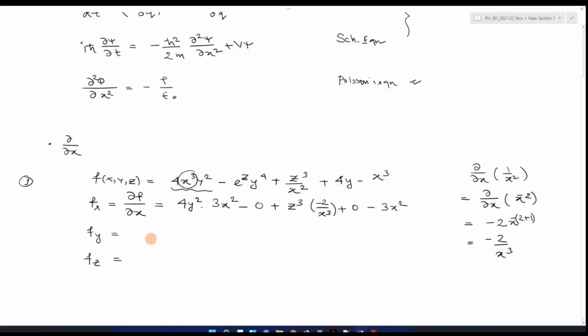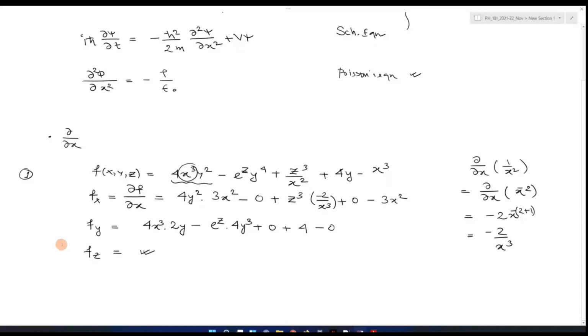You will do it, right? No, f of y, let me see. F of y will be 4 x cube 2y minus e to the power z 4 y to the power 4, that's why it will be 4y cube plus this will be 0 again, this will be 4 again, and this will be 0 again, and that is how you can try for fz. So this was our first problem actually.